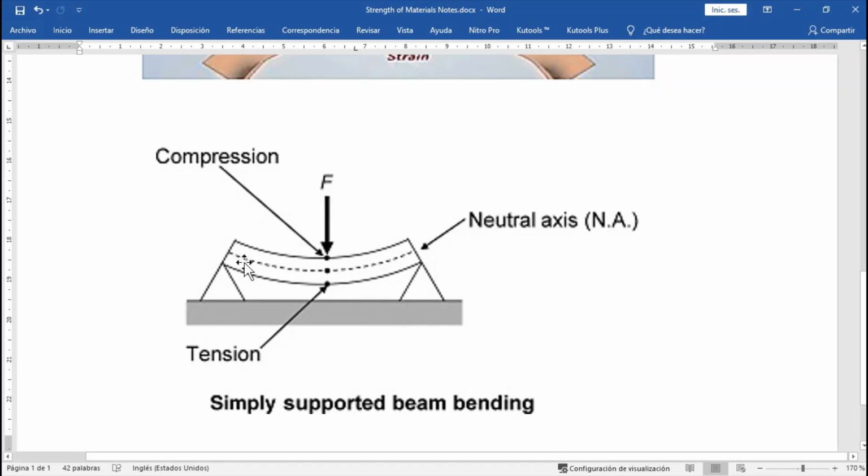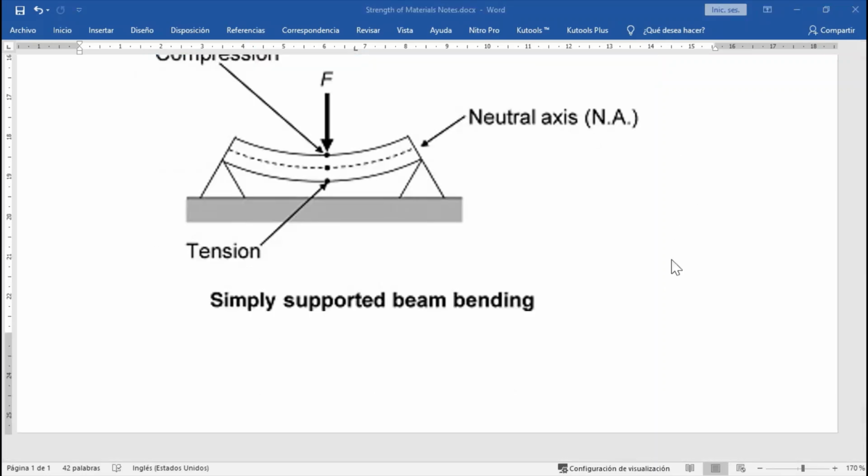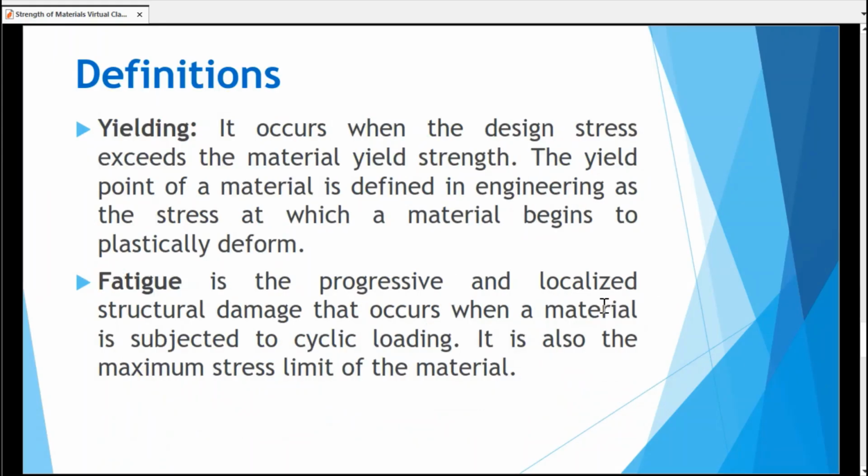The same happens here. And in the middle, there is a little part in which there is a neutral action of the force. There is neither compression nor tension, and this is the neutral axis that we were speaking about, right? So this is a graphical example. Again, on this side we have pushing forces, this is compression, and here we are stretching the surface, so we have tension. Let's continue. We will continue with the definitions.